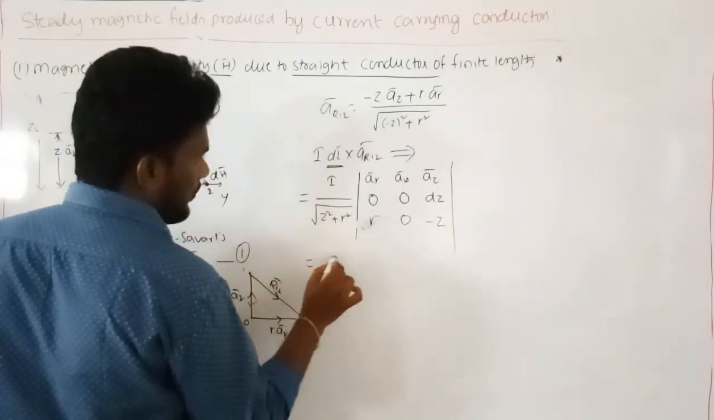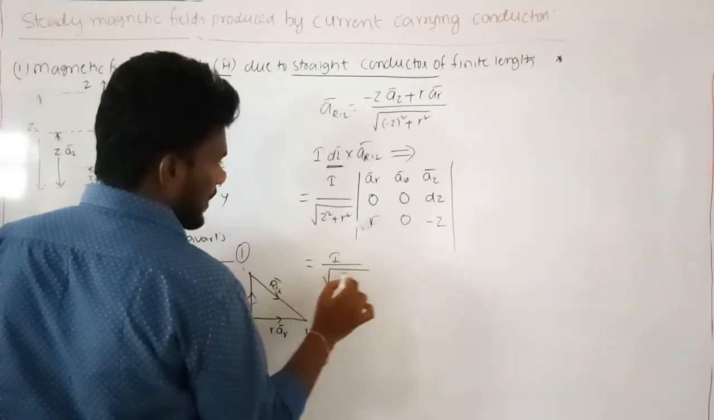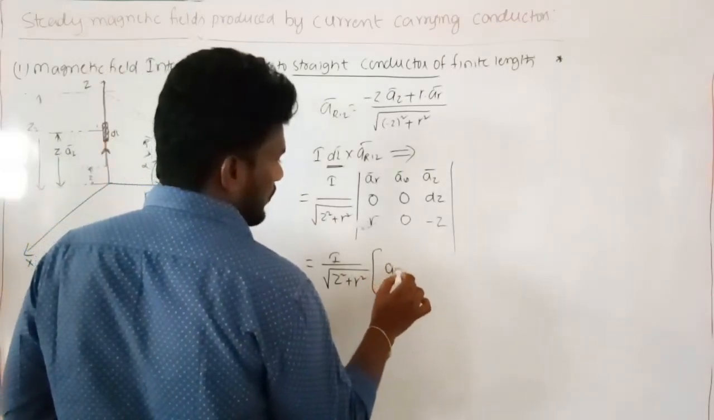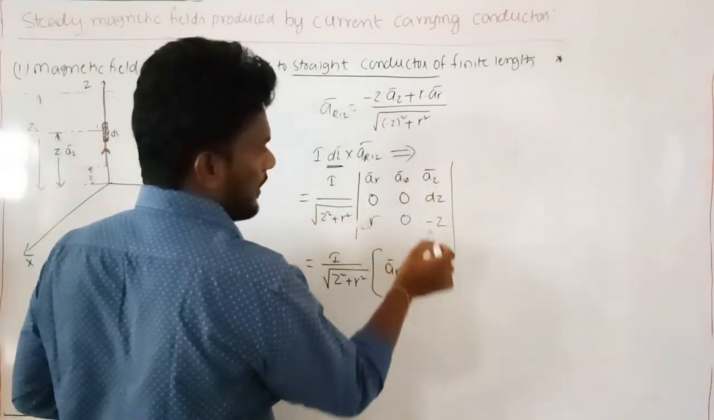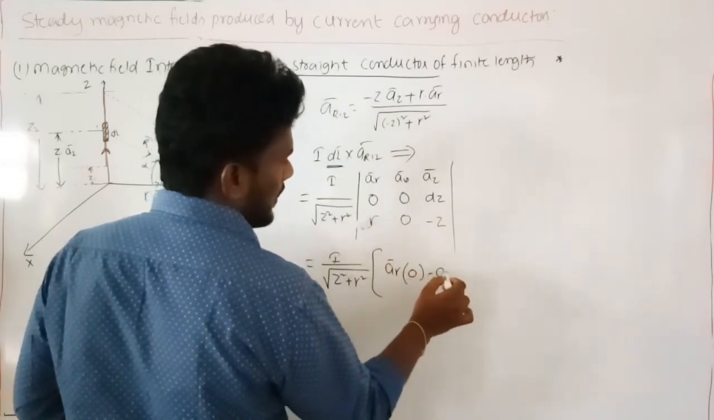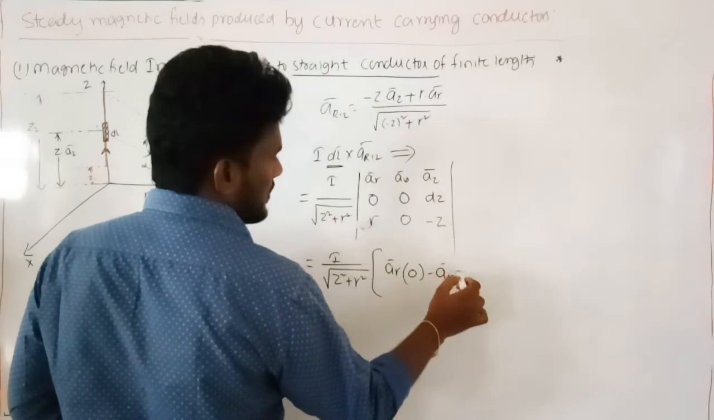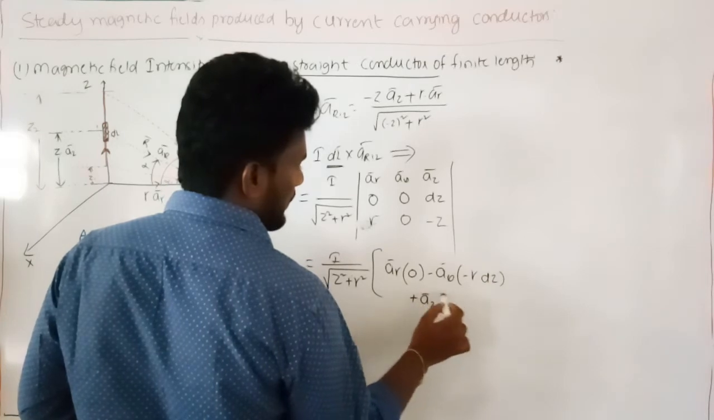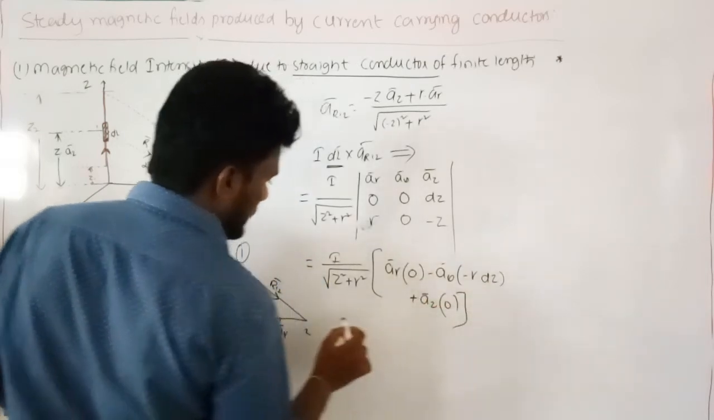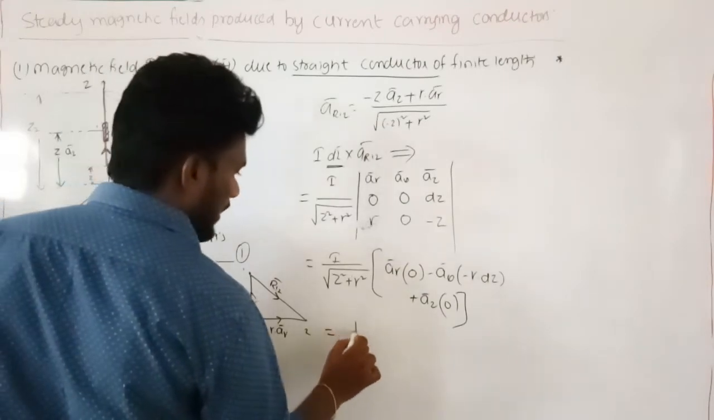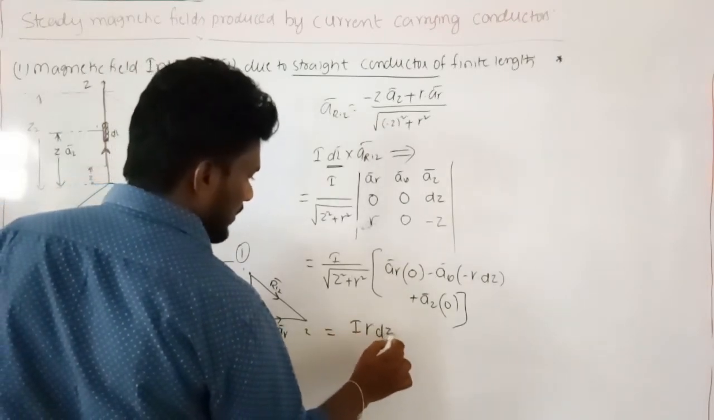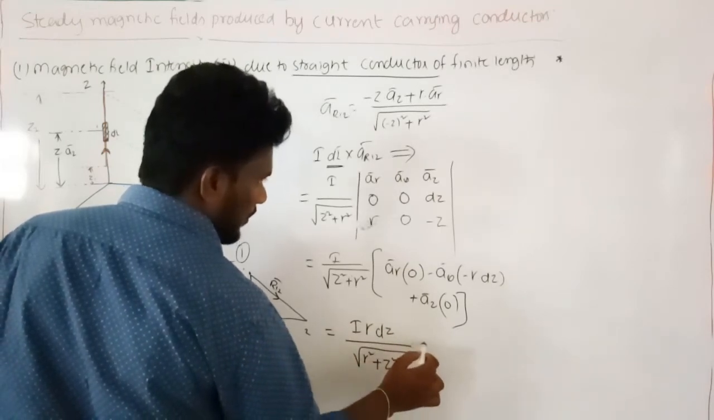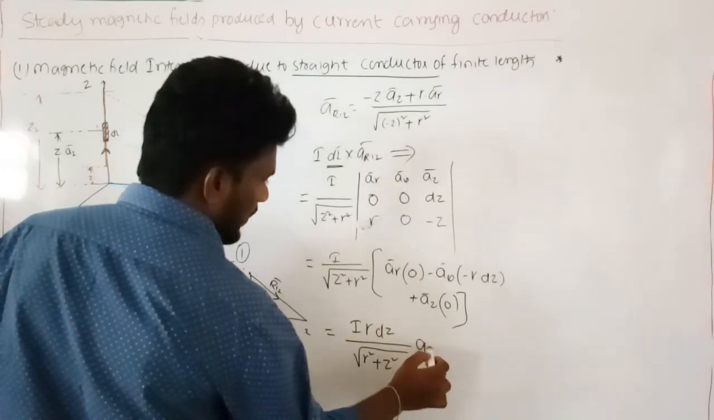Now it is equal to I by under root of z square plus r square, determinant: ar bar, first row first element. If you remove the first row and first column, AD minus BC is 0. Next minus a phi bar, second row second element, so it is a phi bar minus r into dz. Next plus az bar, last row element, it is 0. So finally what we will get? It is I times r dz by under root of r square plus z square into a phi bar.